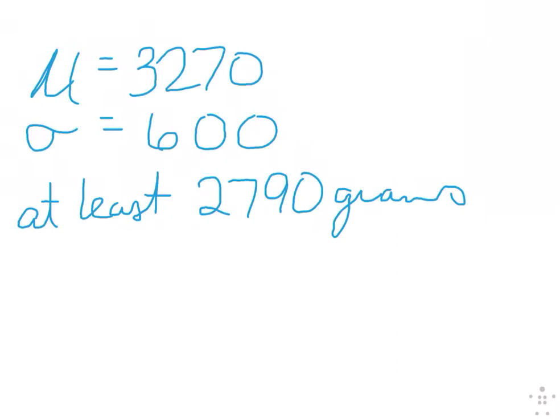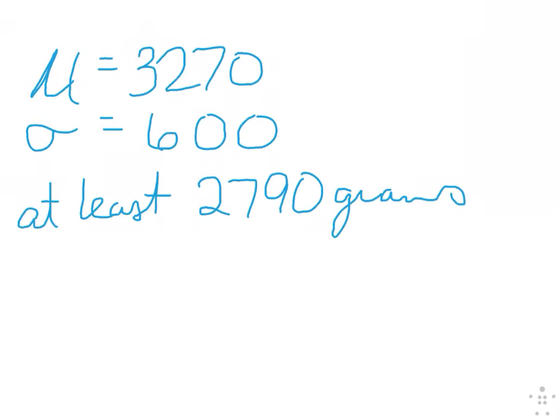Now, we need to talk. What does at least mean? Greater than. It's going to be either that or higher, correct? At least means that's the lowest it could be. If it said at most, that would be less than, right? So the 2,790, if I were to list out all the different pieces and add and subtract 600, would not be on there. So that's why we have to use the z-score.